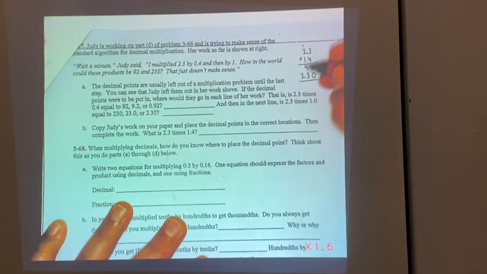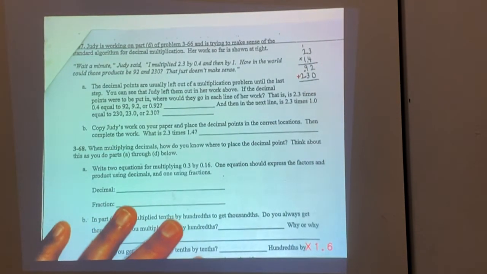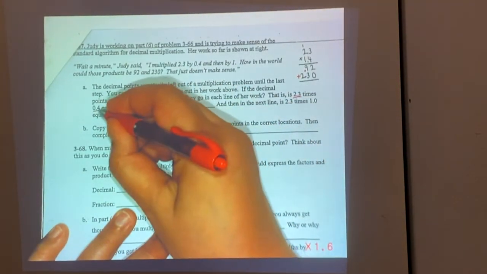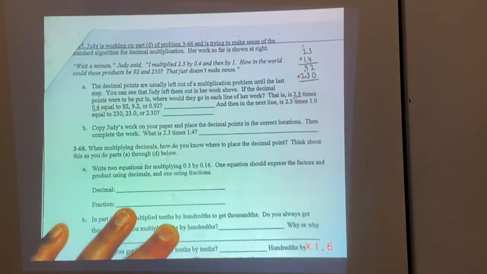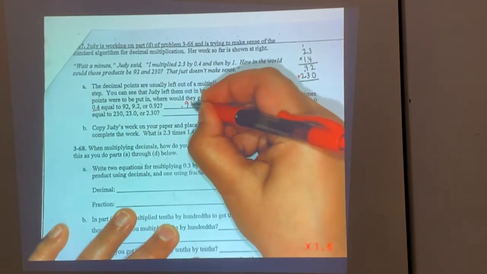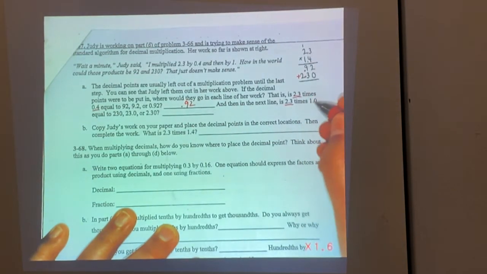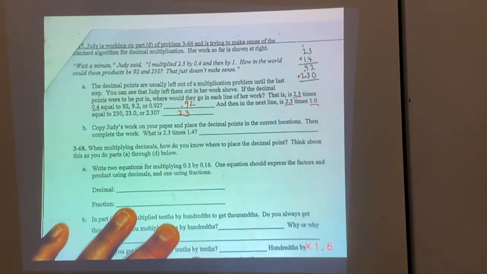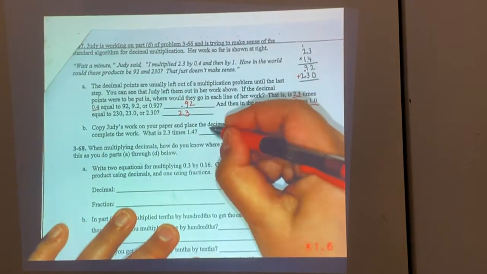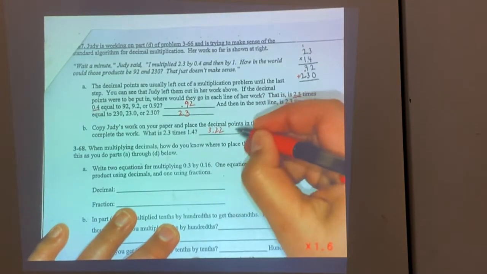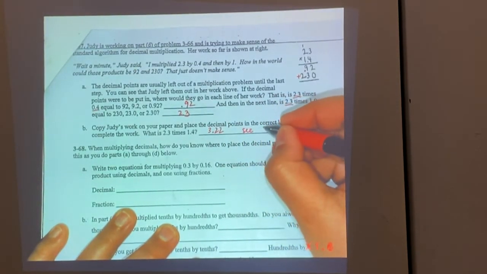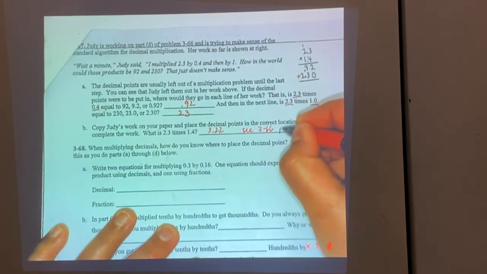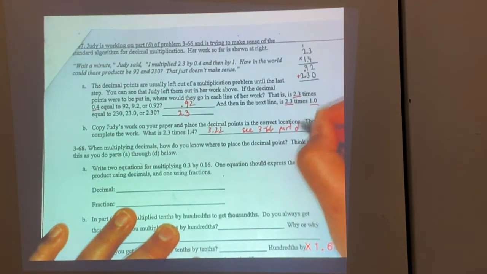Okay. But remember, Judy, on the front side, we put a decimal here and we put a decimal here before we added. Okay. So they're saying 2.3 times 0.4 should be 0.92. And 2.3 times 1 is 2.3. Okie dokie. So what is the answer? The answer is 3.22, and we're going to say 3-66 part D, because that's where we showed our work.